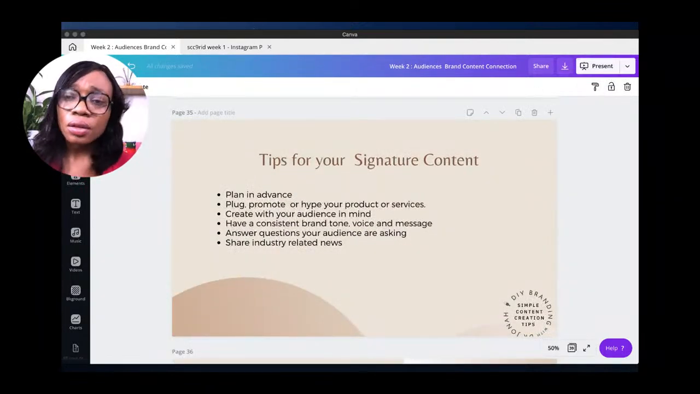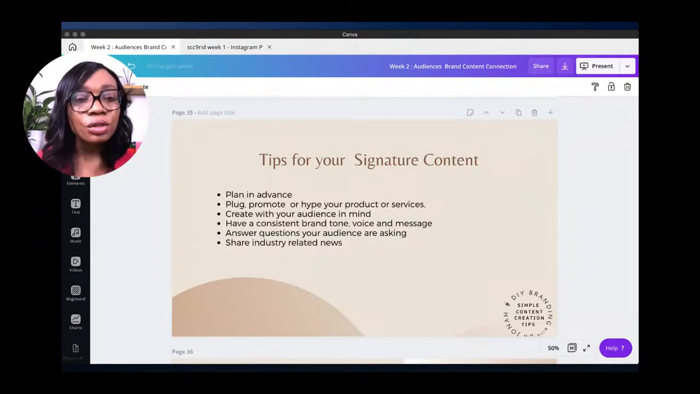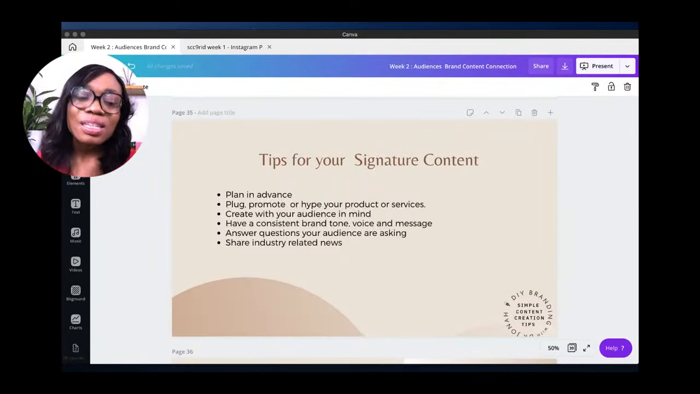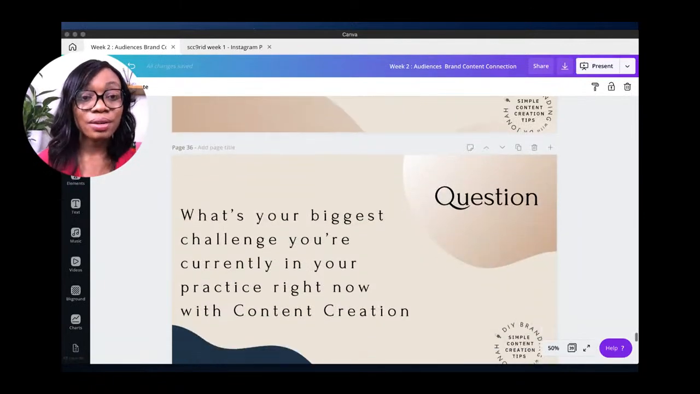And I said, okay, if you're creating signature content, this is what I want you to do. I want you to plan in advance. I want you to plug, promote, or hype your products or services. I want you to create with your audience in mind, not you in mind. Have a consistent brand voice, tone, and message. And if you go back to what I have talked about today, you will see the difference between your voice, your tone, and your message. Answer questions your audience are asking and share industry related news. These are simple tips and simple things that you can do now.